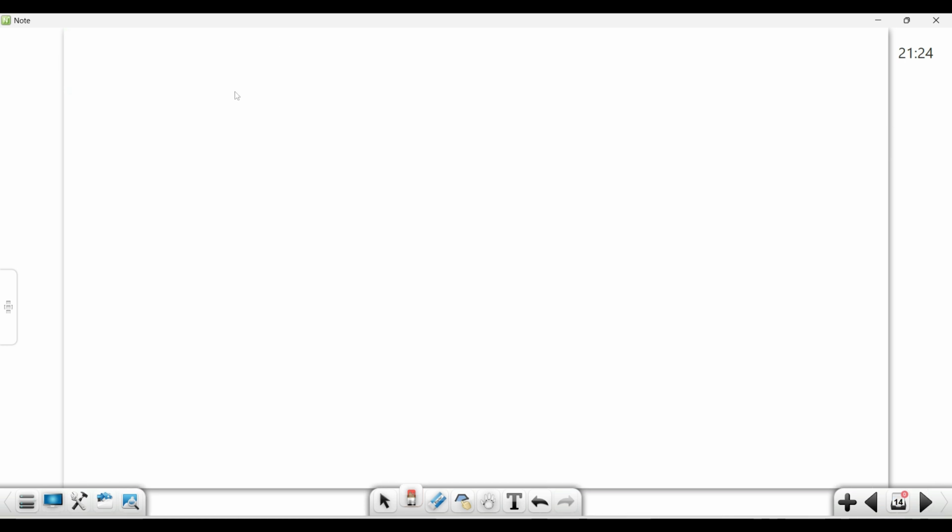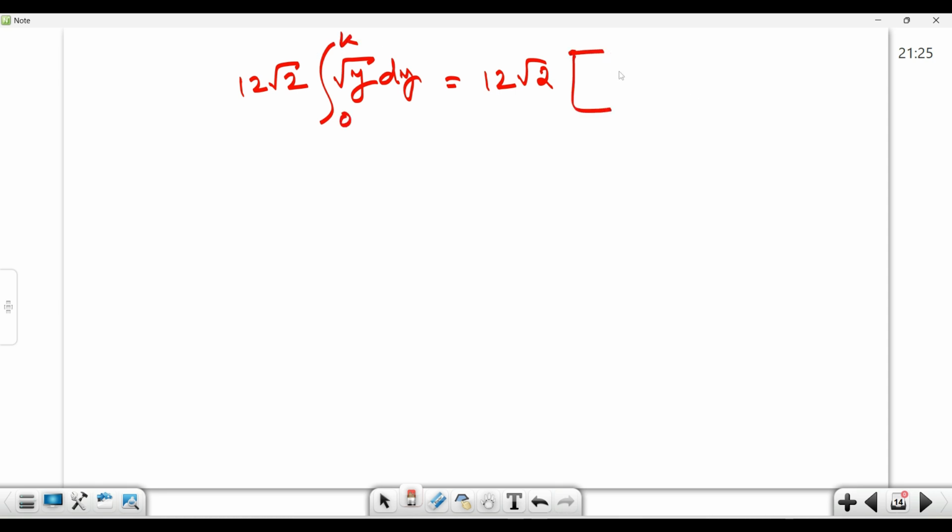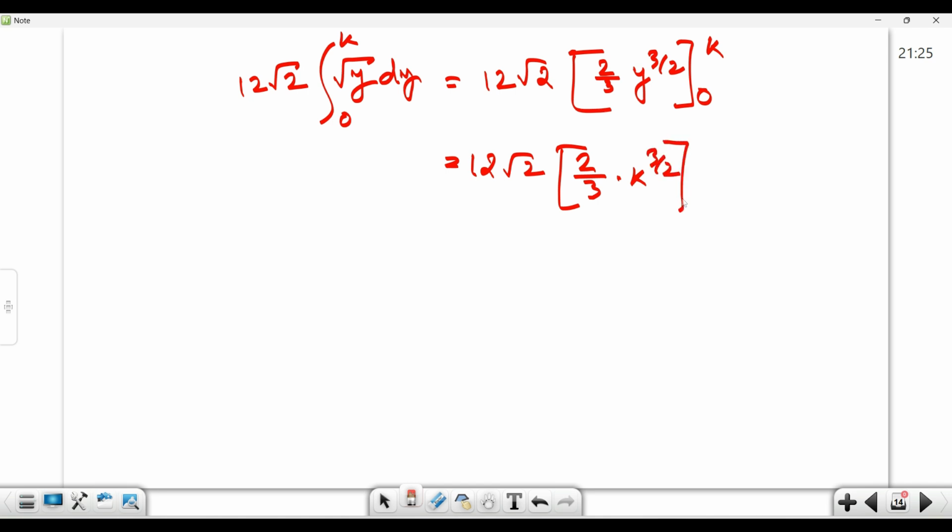Next, 12 root 2 and integration of root y dy. So this is equal to 12 root 2, from 0 to k, 2 by 3 y to the power 3 by 2. Now this is 12 root 2 times 2 by 3 times k to the power 3 by 2, minus 0, we are not taking this, and this is equal to 64 root 2.